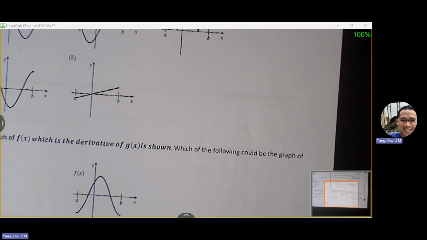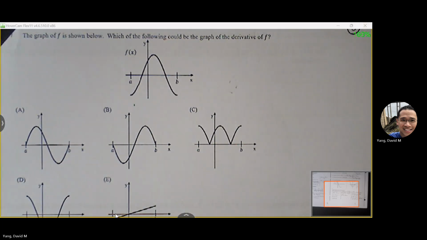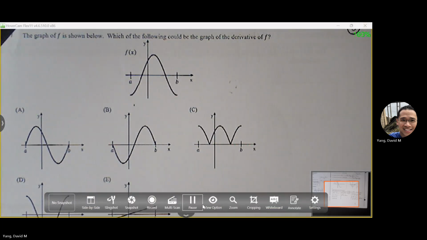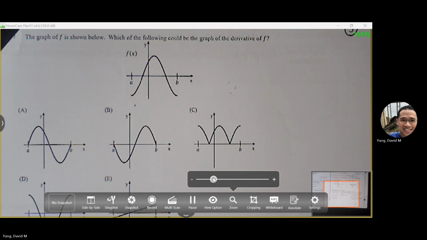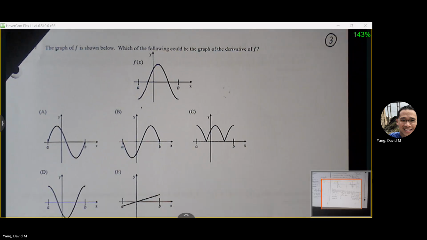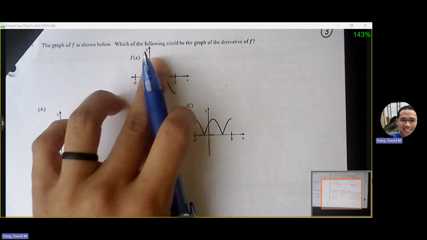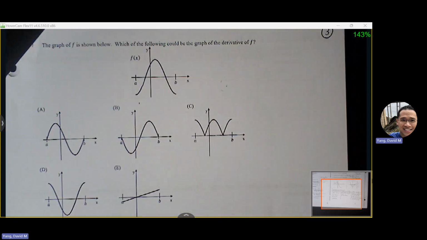Okay, page 3. The graph of f is shown below. Which of the following could be the graph of f prime?